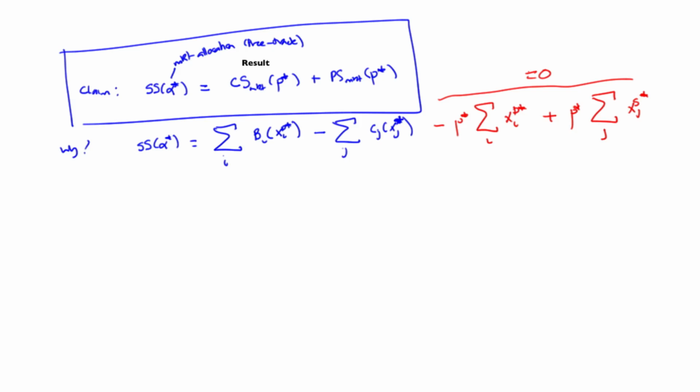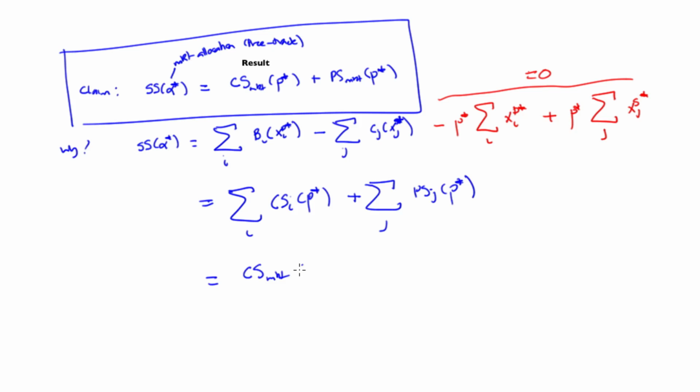But what that allows me to do is that by taking that term and that term, notice that that is equal to the sum over i, using again those two terms, of the consumer surplus of i at P star, and then using that term minus that term, plus the sum over the firms of the producer surplus for firm j at P star. But this is just equal, by definition of aggregate consumer surplus and producer surplus, to the consumer surplus at the market level at P star plus the producer surplus at the market level at P star.